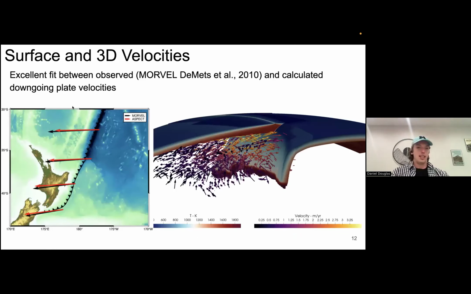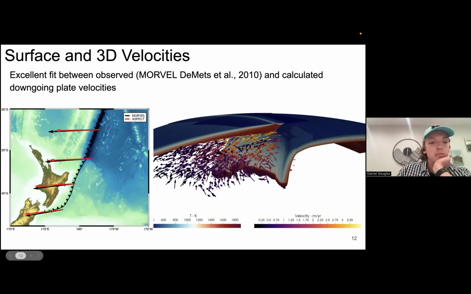So let's start looking at some results. These are surface velocities on the left and 3D velocity patterns on the right. Starting with the figure on the left, the map view here is showing the trench and the North Island of New Zealand here. And the black lines correspond to the well-calculated convergence rates of the Pacific plate with the Australian plate. And the red arrows are showing the velocities at the surface from our ASPECT models at the same point. And again, these are dynamic velocities.